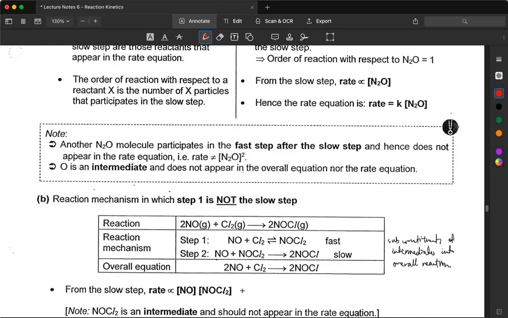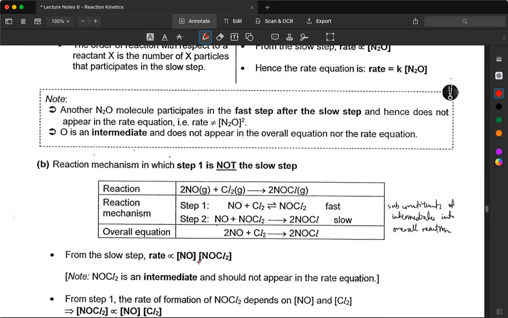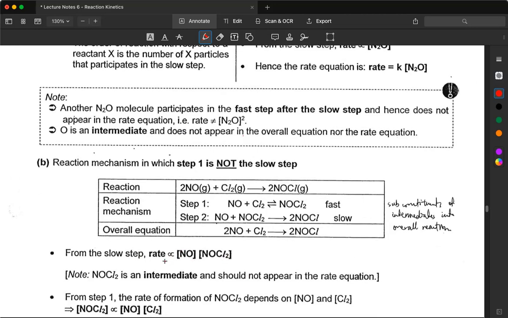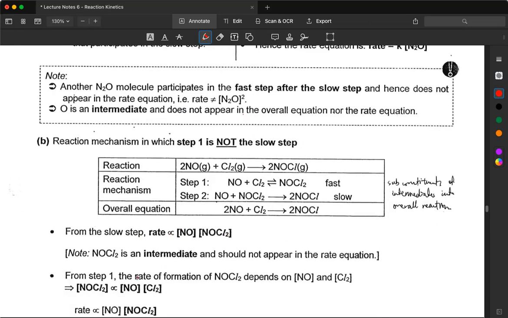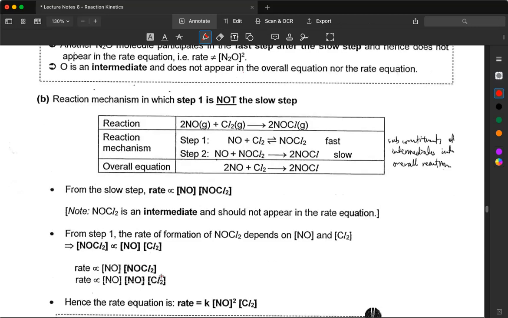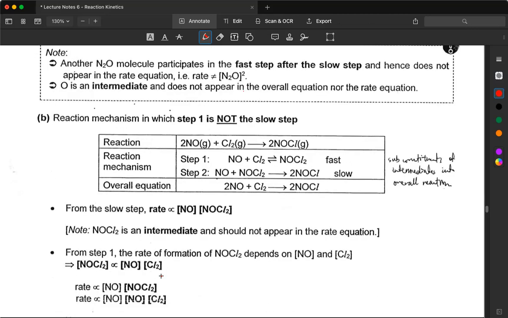Now, a reaction mechanism in which step 1 is not the slow step. So in this case, NOCl2 will be a reactant in step 2. From the slow step, you would directly write NOCl2 as well, right? But because it's an intermediate, from step 1 you can see that. So how do you adjust it such that you don't see NOCl2? The final rate equation should not have the intermediate species. So how do you accommodate that?